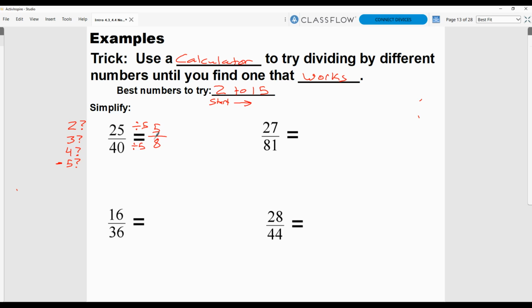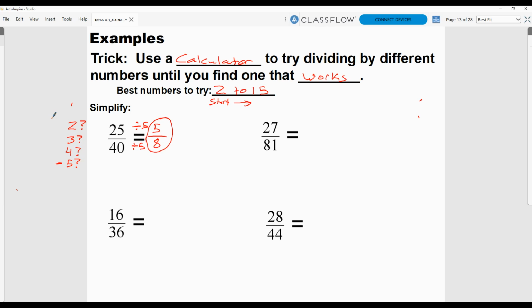There's no other numbers that are going to work for this. You can try all the numbers you want from 2 to 15. It's not going to work. So this ends up being your final answer. That would be your simplified fraction of 25 over 40. Their equivalent fraction, it's just written using the smallest numbers possible that is still the same as 25 over 40.